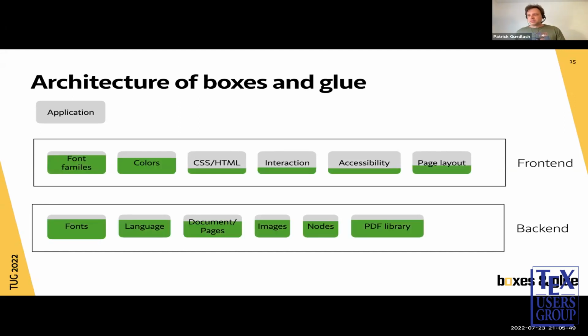Here I've tried to estimate how much progress I have made in each module. So the backend is more or less feature complete, and the front end needs a lot of work. For example, the page layout module on the right in the front end should provide a page layout with headers and footers and footnotes and margin and so on, similar to the LaTeX output routine. So the users of the library don't have to reinvent the wheel for every new application.